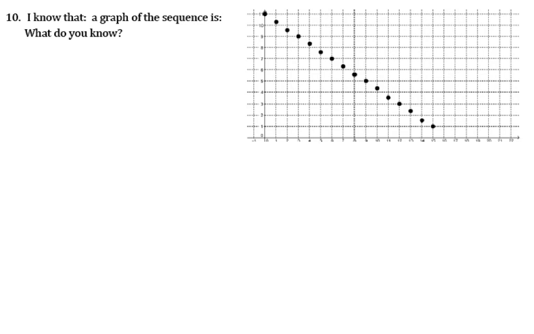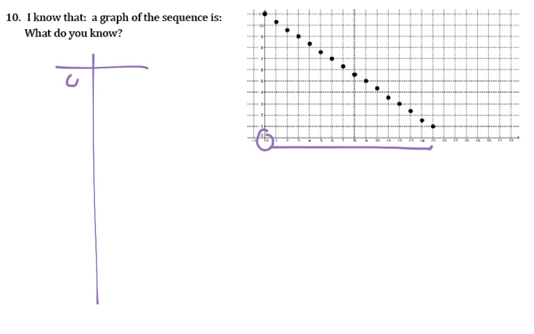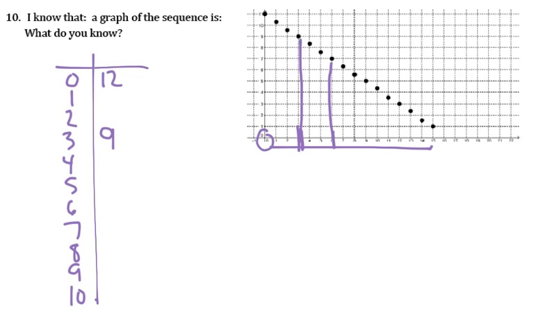So I know a graph of the sequence is this. What do we know? Well, we should be able to quickly make a table, right? We start at 0 and go clear to 15. We don't have to go that far. 0, 1, 2, 3, 4, 5, 6, 7, 8, 9, 10. That's far enough. We start at 12. Then we go down to not quite halfway. Ooh, here we go. I know that that is 3. So at 3 we have 9. So at 6 we have 7.